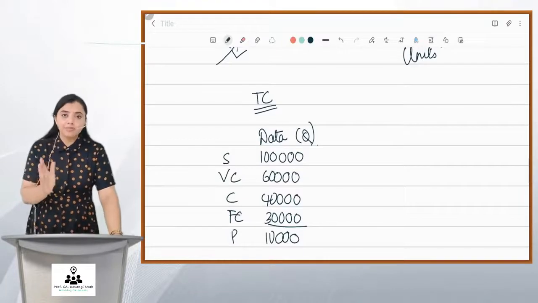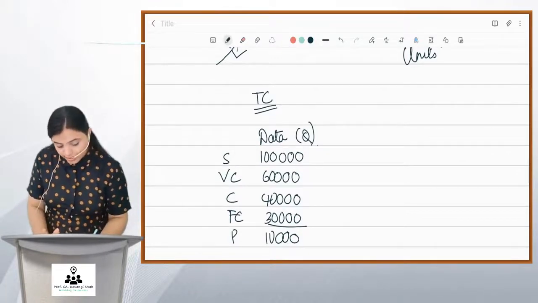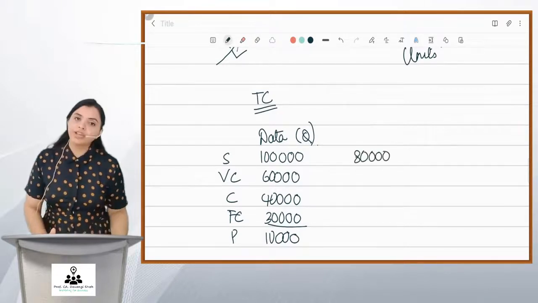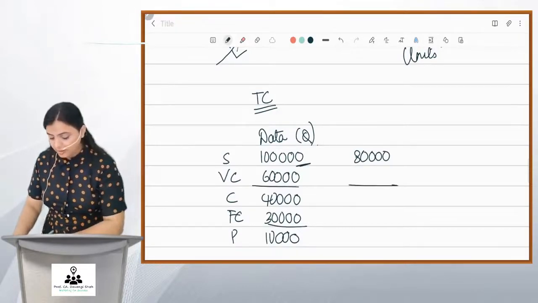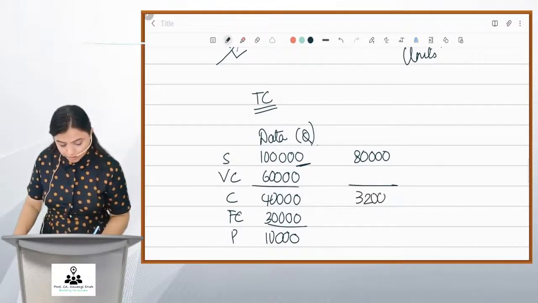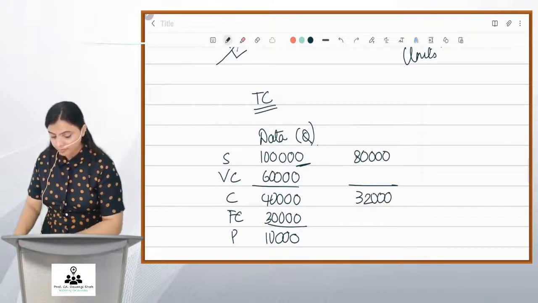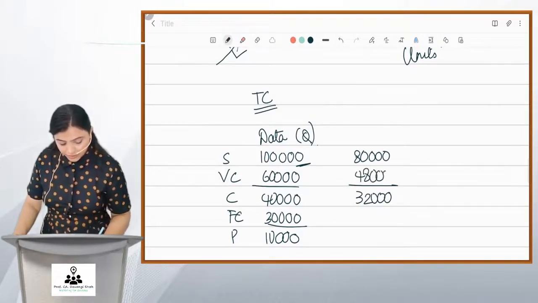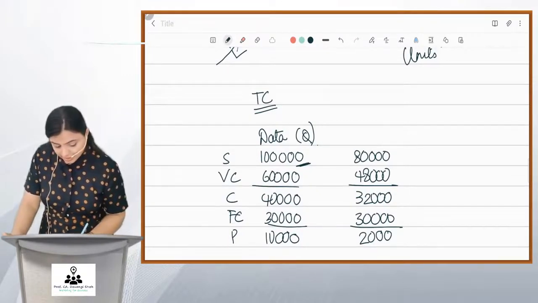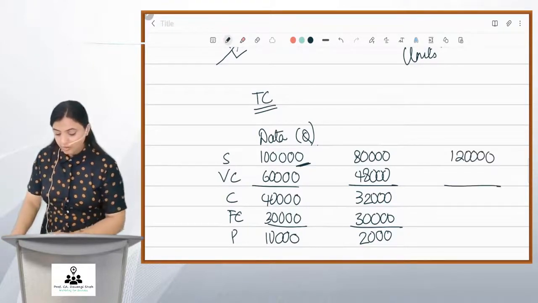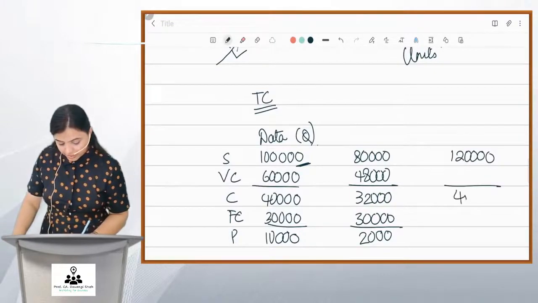Now make a similar table for another sales value. Let's say you take sales value as 80,000. Take a number which is lesser than 1 lakh. So for this, friends, 40% PV ratio, 32,000 will be the contribution. 48,000 will be variable cost, fixed cost will be still 30,000. Your profit will be 2,000. Now take a number which is more than 1 lakh. Let's take it as 1,20,000. So 1,20,000 into 40% PV ratio, you get 48,000. Variable cost will be 72,000. Fixed cost 30,000. Friends, you get 18,000.